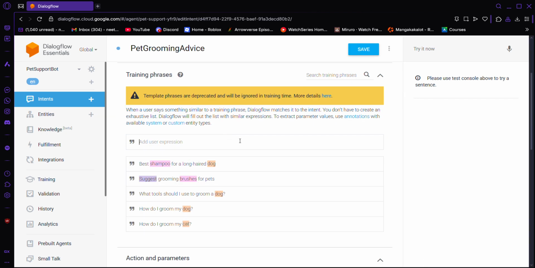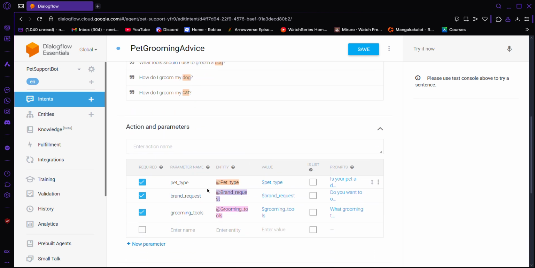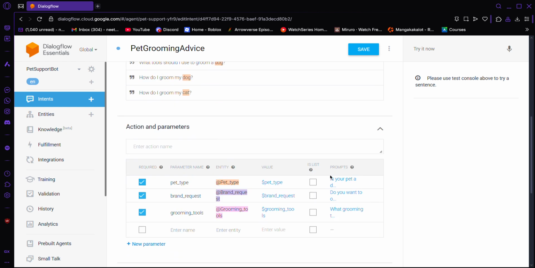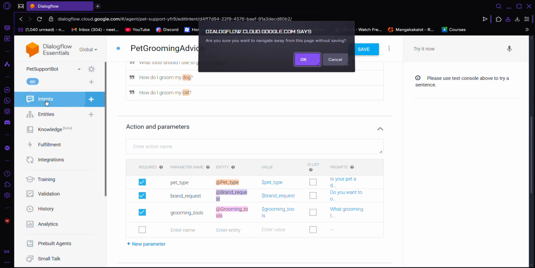Here, the training phrases I've given are recommending shampoos for long-haired dogs, suggestions on tools, what tools do I use for a dog, or how do I groom either my cat or dog. Here, the three main required entities are the pet type, the brand request, and grooming tools, which are identifiable here, and the prompts accordingly to help flow it better.